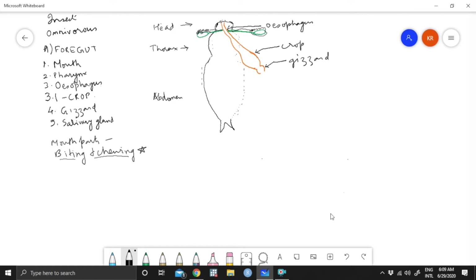Then gizzard. So this part is the gizzard. This gizzard is an interesting structure. So we will just show it here. If you take a section of the gizzard, it will naturally appear to us as being circular, and it has got a lot of circular muscles. So all these are circular muscles which go around in a concentric manner. So you can just show it like this.